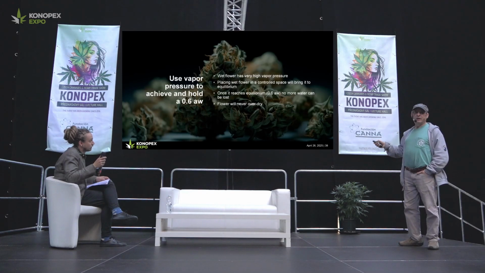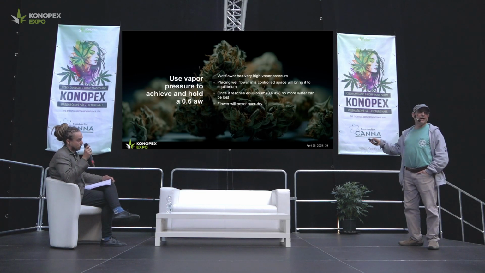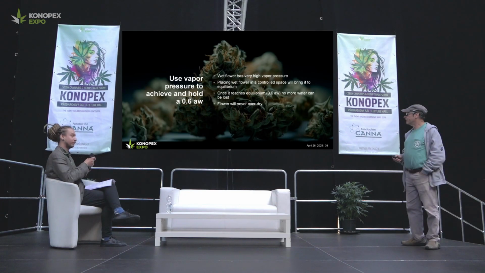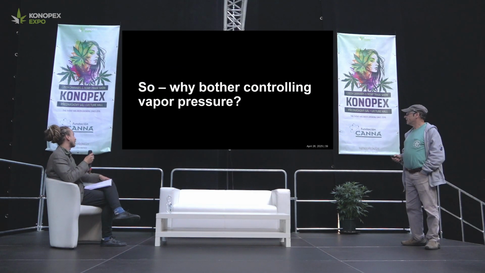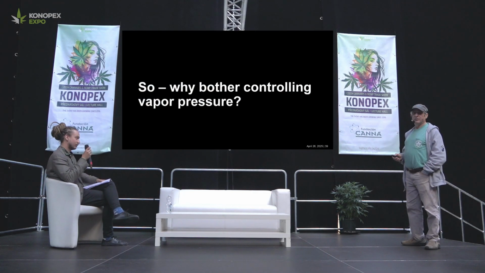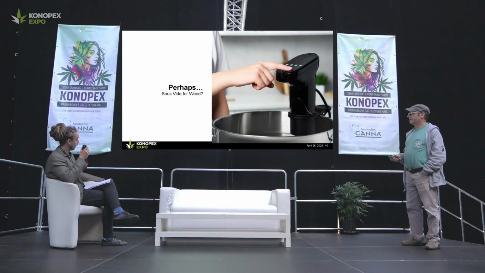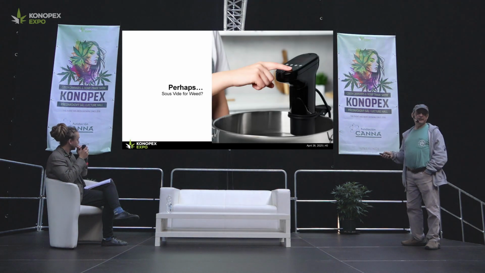So wet flower has a very high vapor pressure, and what we are talking about is putting that flower into a space with a controlled vapor pressure. At the vapor pressure you want, the flower comes to equilibrium. So this is why we control vapor pressure. We like to call it sous vide for weed.